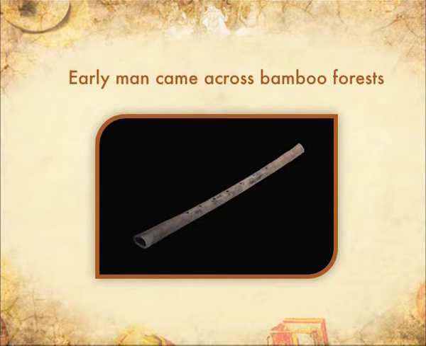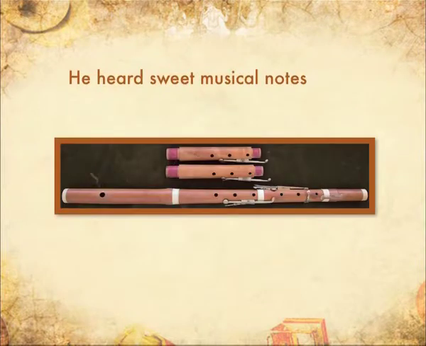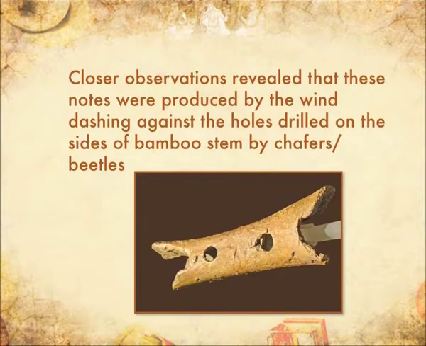Stage 1. The early man, in sojourning after the necessities of life, came across bamboo forests from whence he heard sweet musical notes. On closer observation, he found that these notes were produced by the wind dashing against the holes drilled on the sides of the bamboo stem by shafters and beetles.